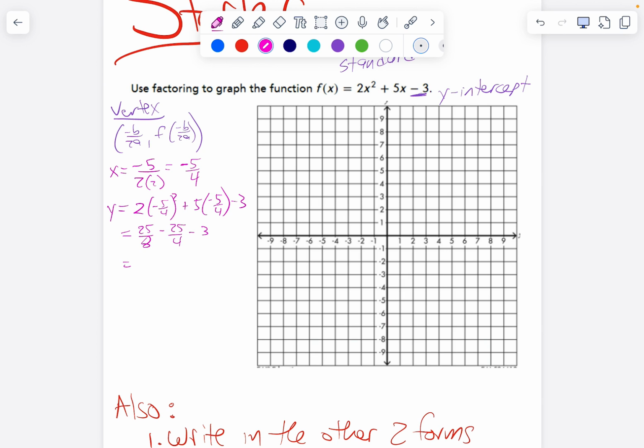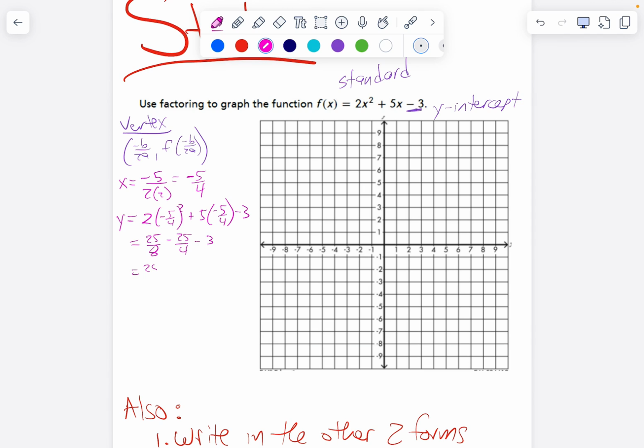I'm just trying to avoid punching all this into a calculator, so let's just make everything eighths. So this is 25/8 minus 50/8, minus 24/8. So what do we get? Negative 49/8. Okay, there's our y coordinate. What is that roughly? When I go plot that on the graph, I'm not going to get it down to the eighths. So what is it roughly?